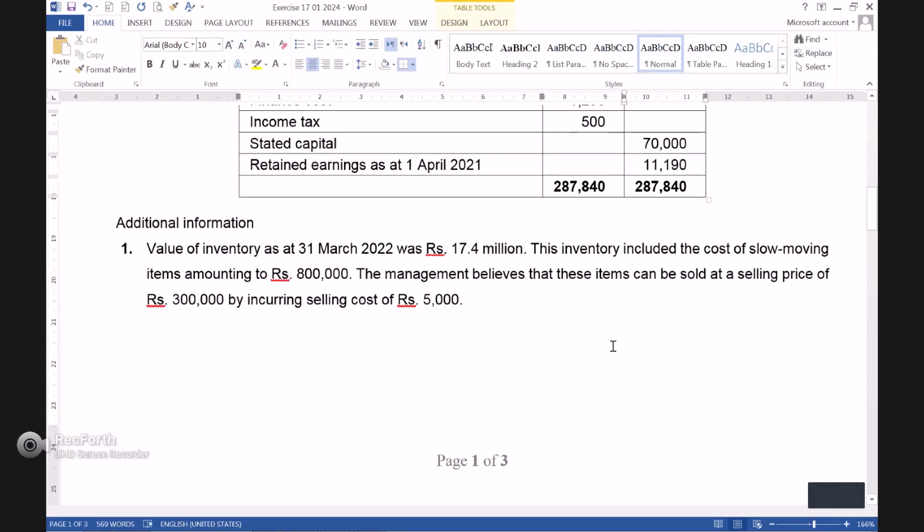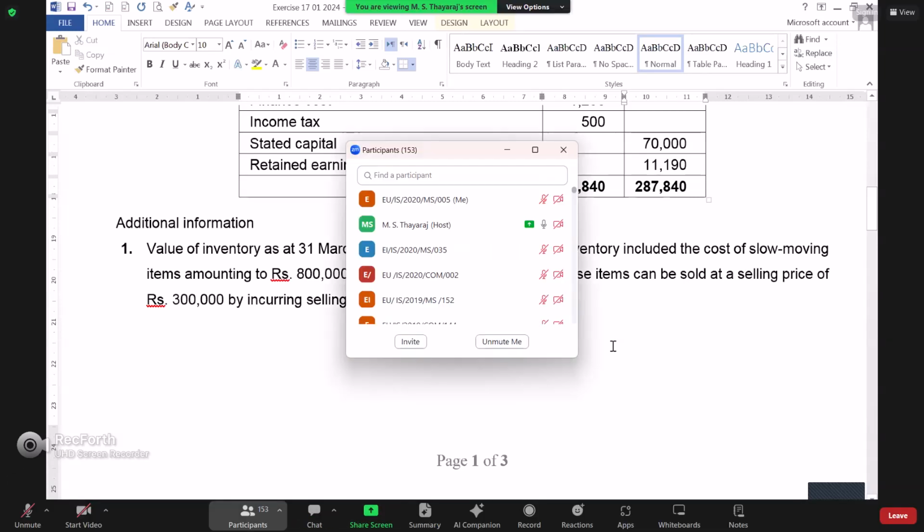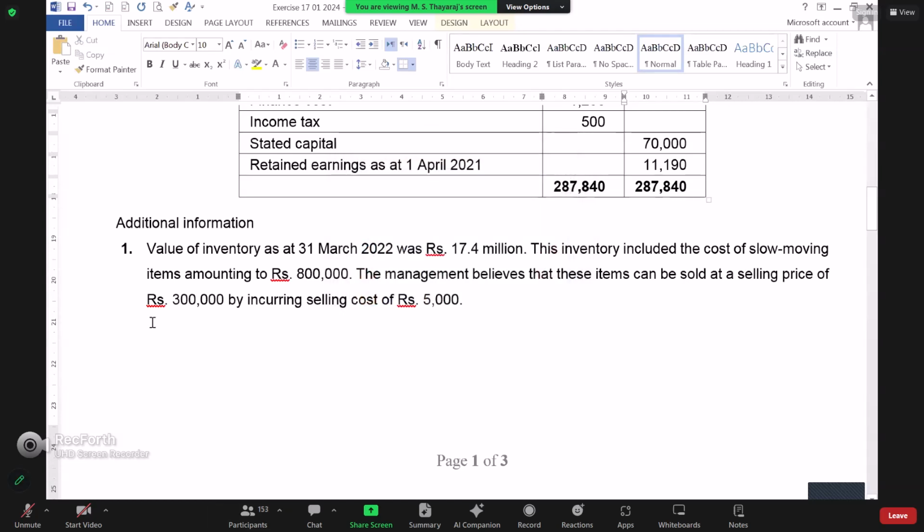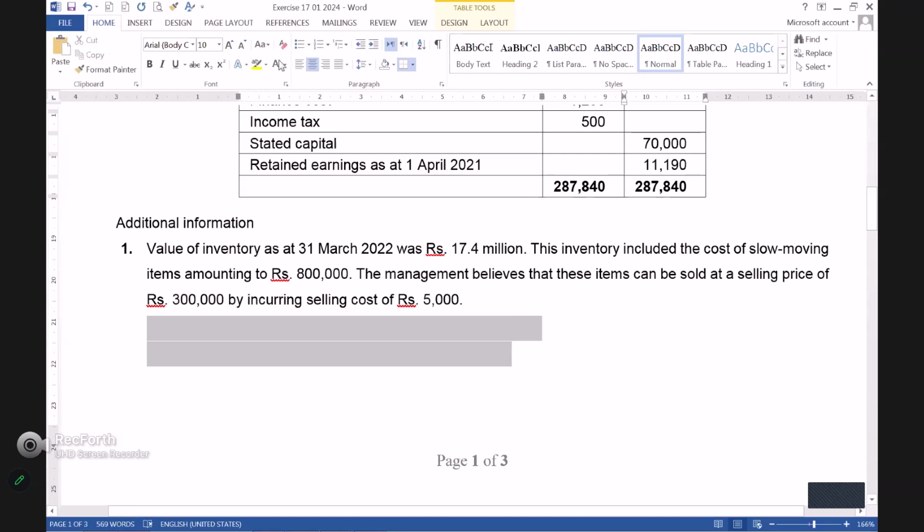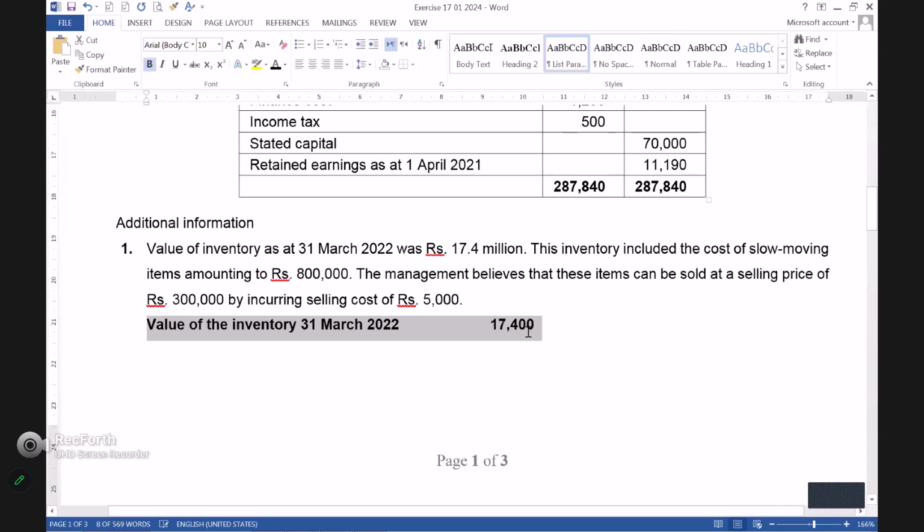So the value of the inventory is given, but there is slow moving inventory. That is called a slow moving item. This item can be sold at 300,000 by incurring a selling cost of 5,000. So the value of the inventory is 17.4 million.